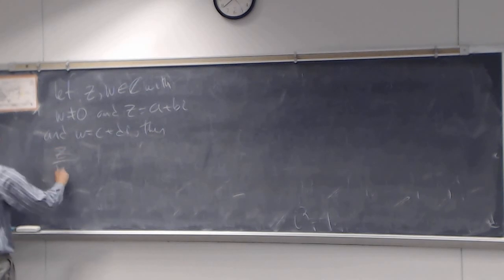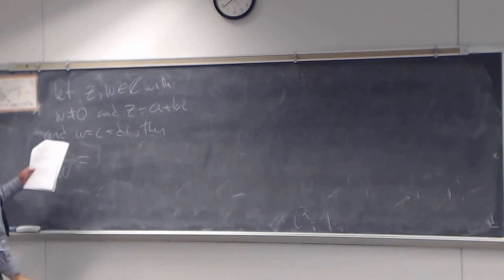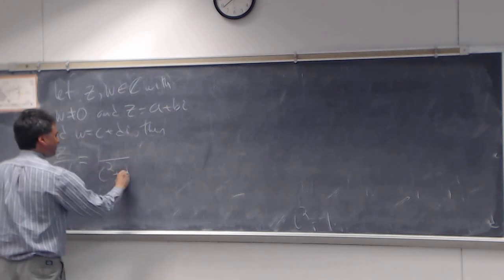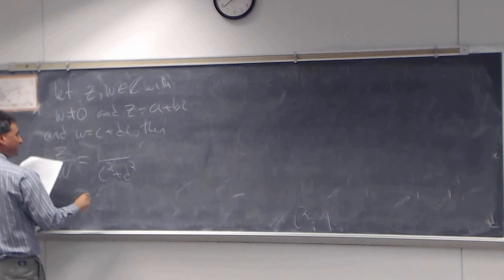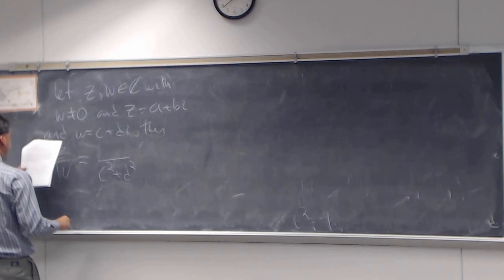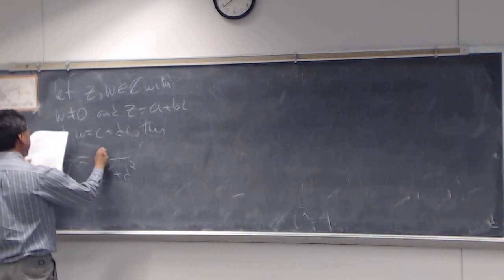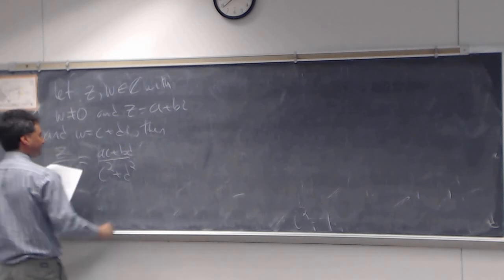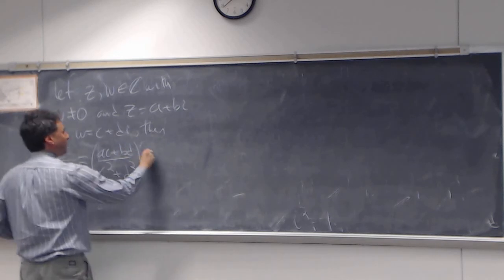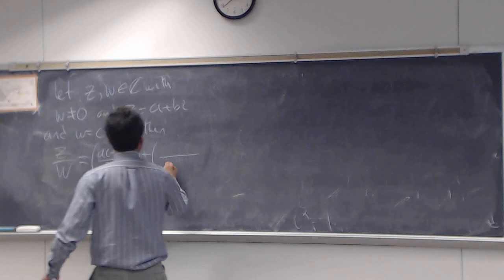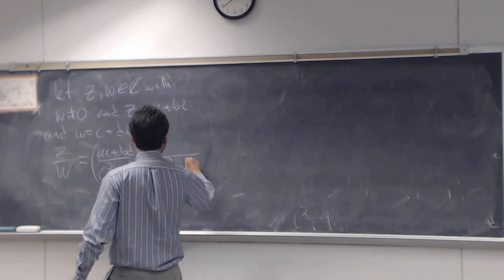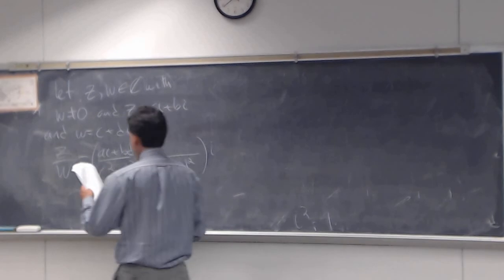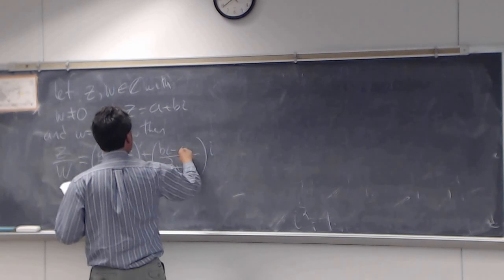if you look at z divided by w, it turns out that's going to be c squared plus d squared in the denominator, and the real part we're going to have ac plus bd. That's the real part. And what's the imaginary part? It again has c squared plus d squared in the denominator, and the numerator would be bc minus ad.